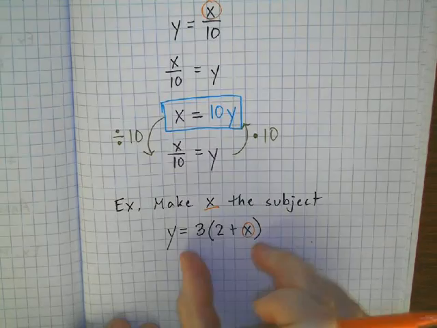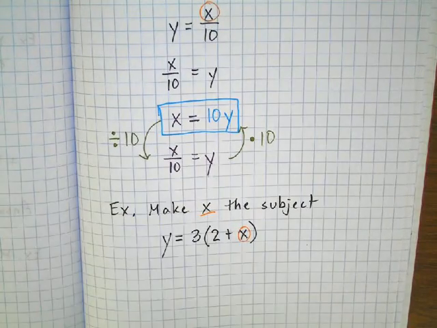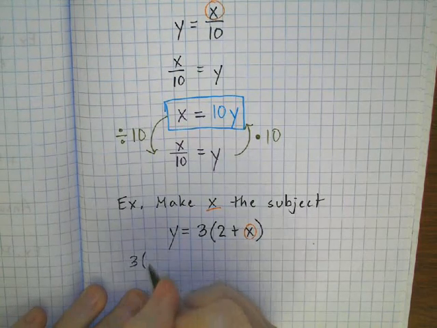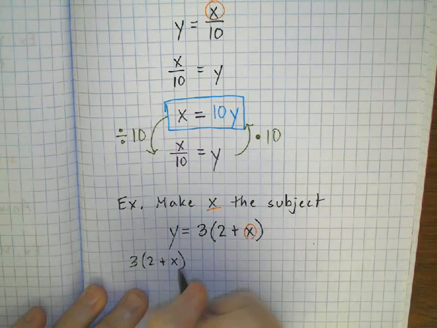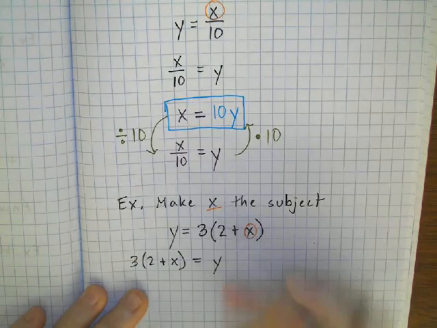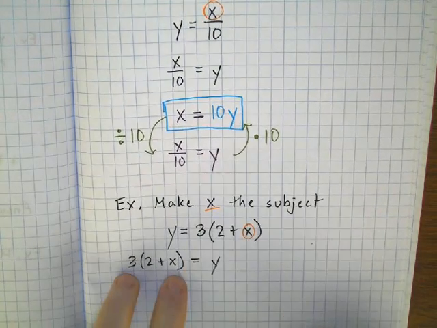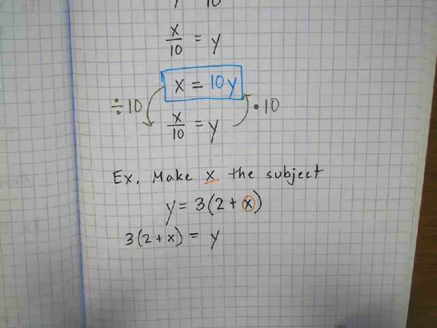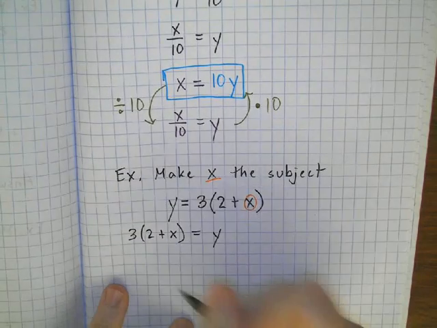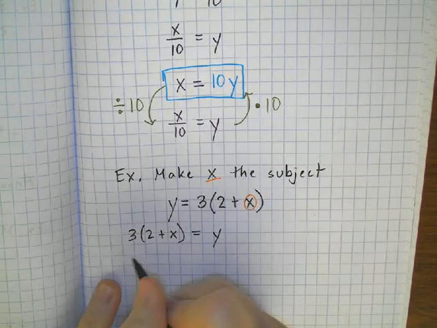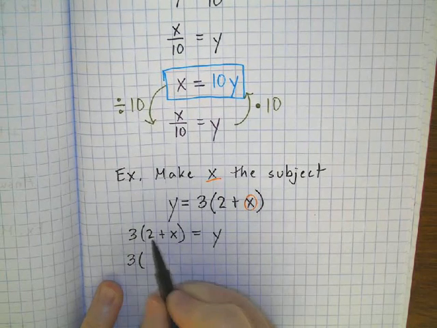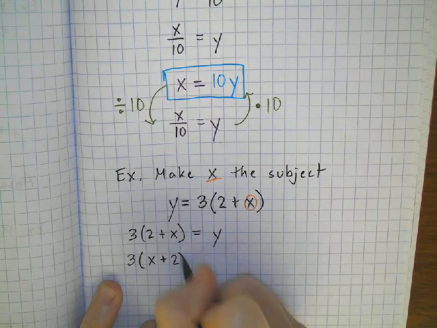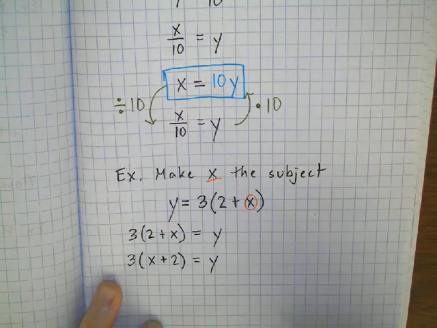I don't like it here. I'm going to switch sides, set up for deconstruction. So 3 times 2 plus x equals y. So I just recopied all of this over here, and my y over here. Now I'm ready to deconstruct. So in here I have my x. Oh, I could even switch this one too. Let's keep rewriting. Inside my parentheses, 2 plus x is the same as x plus 2.